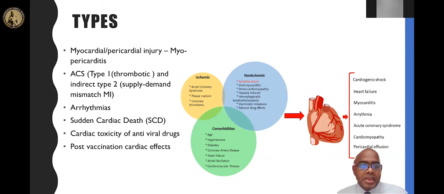And the type 2 MI is an indirect type of MI where the supply-demand mismatch causes ischemia in the heart to cause a troponin rise and a heart attack. So in that context, there is no thrombus or a clot to dissolve, but it's just a supply-demand mismatch due to the hypoxemia, hypotension, and the stress. So if you really divide the types of presentations or the cardiac involvements, the myopericarditis, acute coronary syndromes, arrhythmias, and sometimes sudden cardiac death also is a noticed feature in COVID-19.